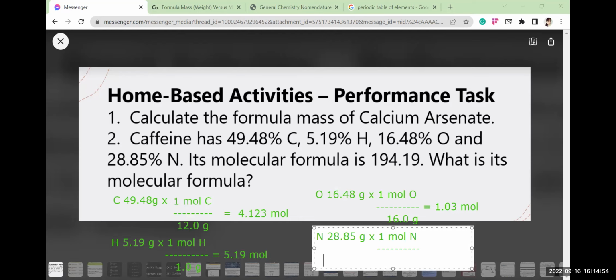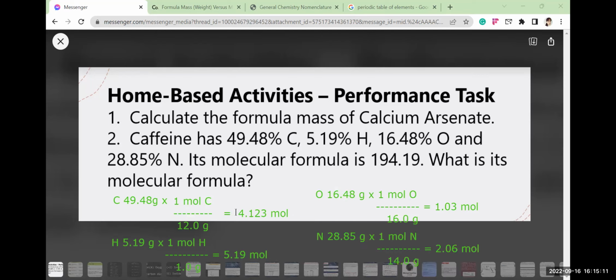What's the answer? 2.06. What's the unit? Mol. Very good. After that, find the biggest number here among the moles. 5.19. So you divide everything by 5.19.